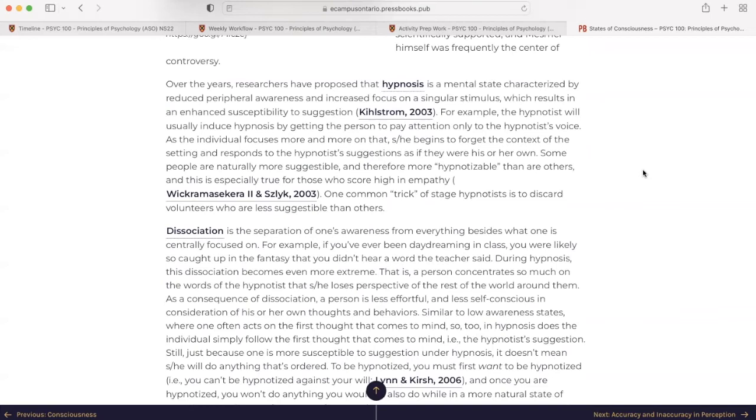Some people are naturally more suggestible and therefore more hypnotizable than others, and this is especially true for those who score high in empathy.